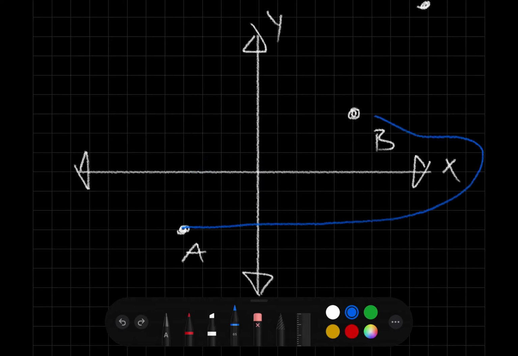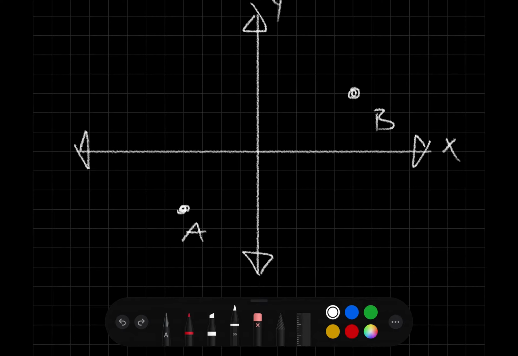Even if I did something like this, it would still cross the x-axis, because this arrow on my x-axis says that the x-axis continues off to infinity. So I would still be touching the x-axis right here. So it's not possible. I would like you to take a second and think about why this is. Why is it that you can't connect A and B? What could you do to make it possible to connect A and B without touching the x-axis?